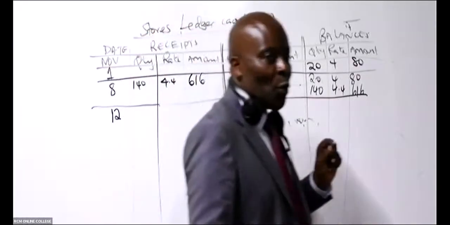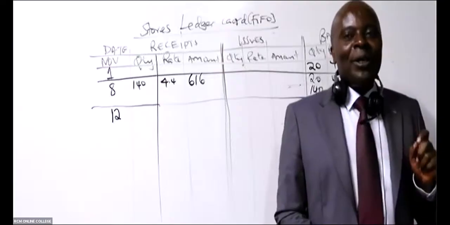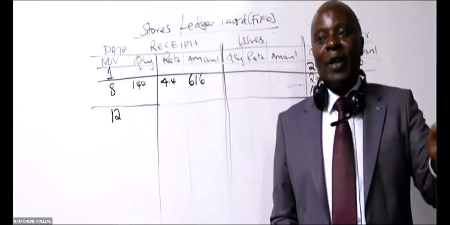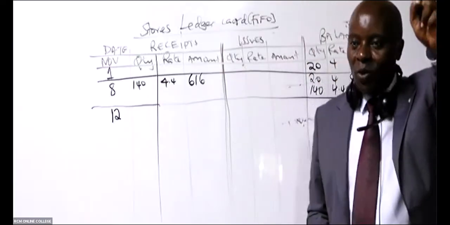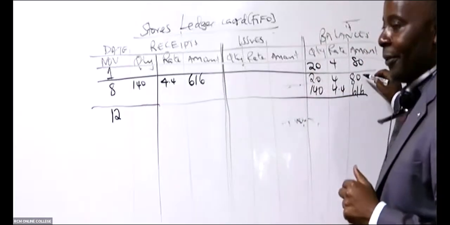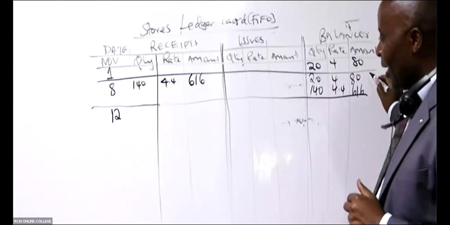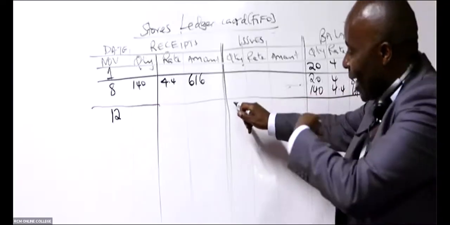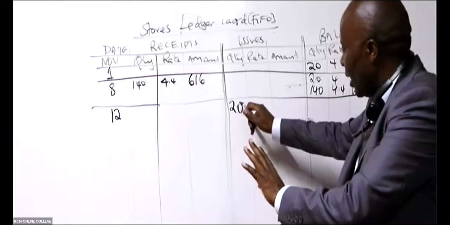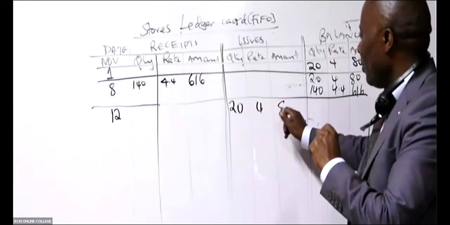No, remember, we have a policy we are using. The policy is FIFO. FIFO is the oldest first. The oldest one must go out first, isn't it true? So which is the oldest here, somebody? The one with 20 units, yes? So you issue your batch first and finish it. So I'll issue 20 at 4, giving me 80.